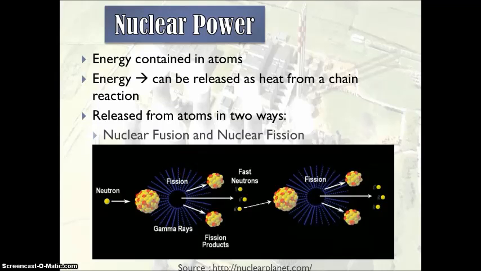Nuclear power is energy contained in atoms. This energy can be released as heat from a chain reaction in a radioactive element. It can be released from atoms in two ways, nuclear fusion and nuclear fission.